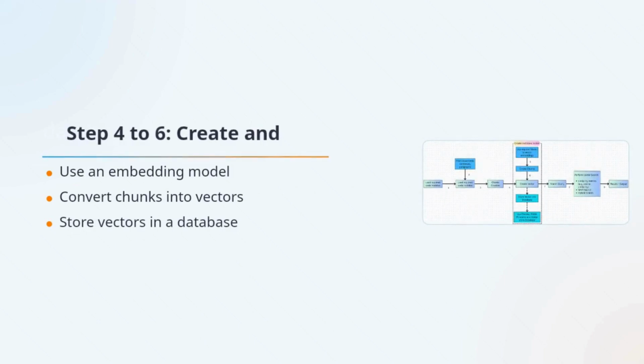This model converts each chunk into a high-dimensional vector. Once the vectors are created, we store them in a vector database or vector store, like FAISS, Chroma, or Pinecone. This storage layer is what makes fast similarity search possible later. So at this point, your original content has been transformed into searchable meaning-based representations.